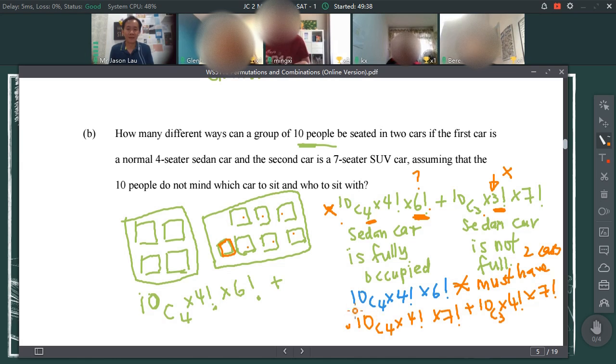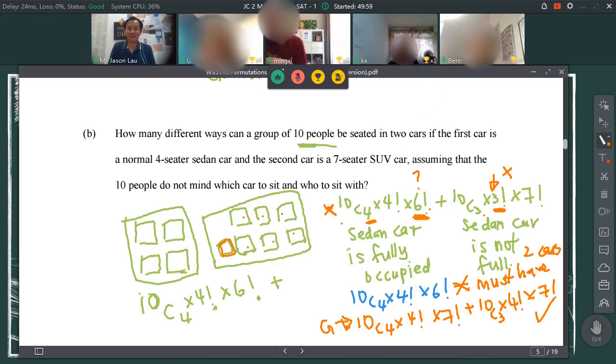Okay, then this is the grander one. Grander is the most promising answer. But it's still wrong. 10 choose 4 people into the sedan car to fully occupy it, then 7 factorial, then 10 choose 3 not fully occupied. This is correct.